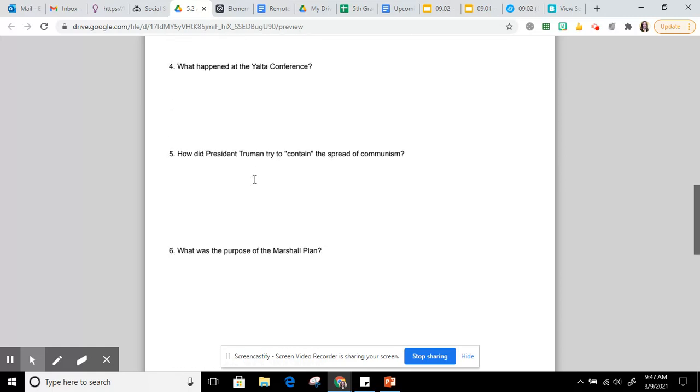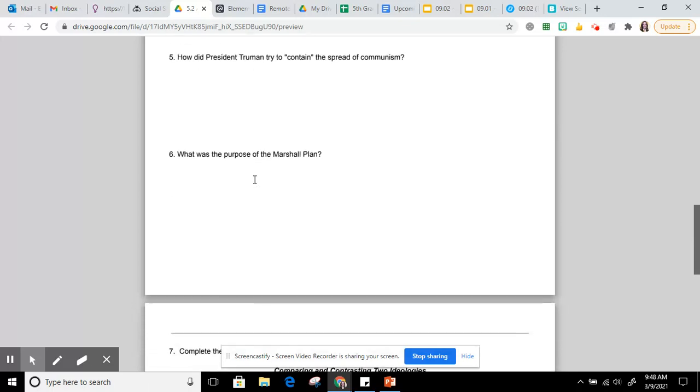Number 5, how did President Truman try to contain the spread of communism? That word contain means to stop it from spreading, to keep it in one location and to stop it from spreading to other countries. So communism, you're going to learn, is a type of government where the government has complete control of the people, where people live, what jobs they can work, what things can be sold, even down to what people can wear and what people can listen to. So how did President Truman try to keep communism from spreading to other countries?